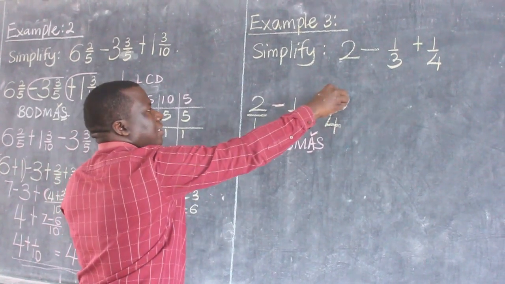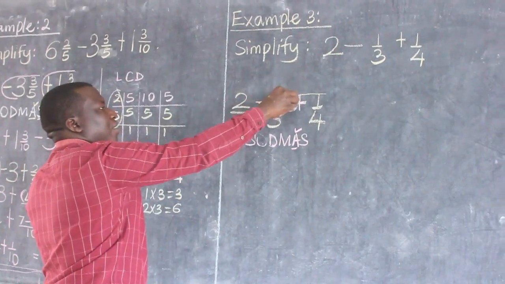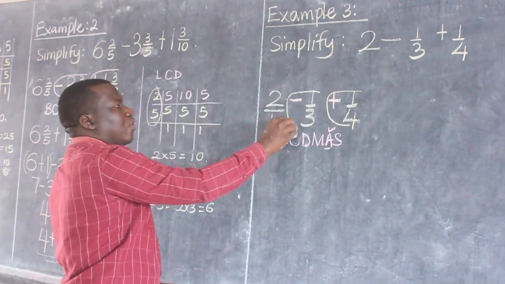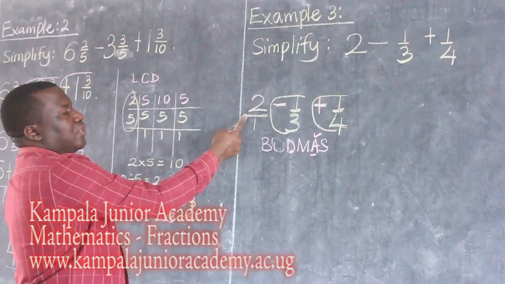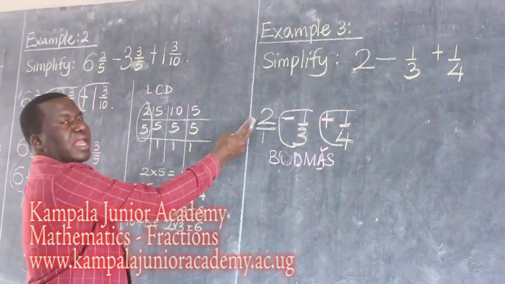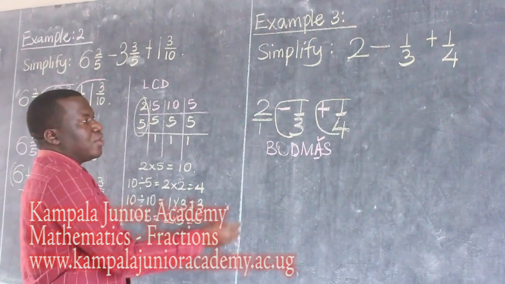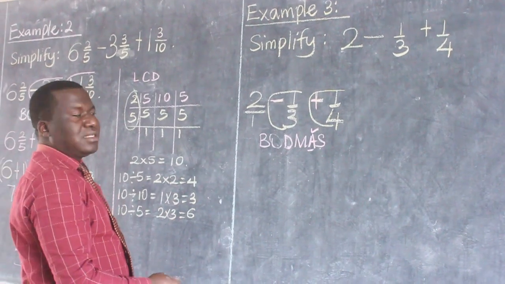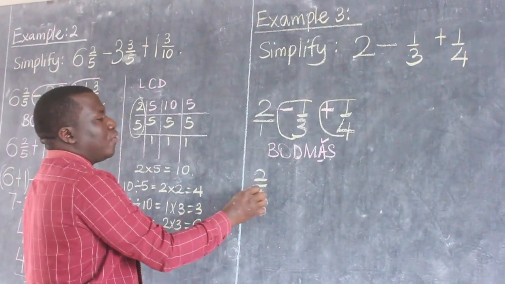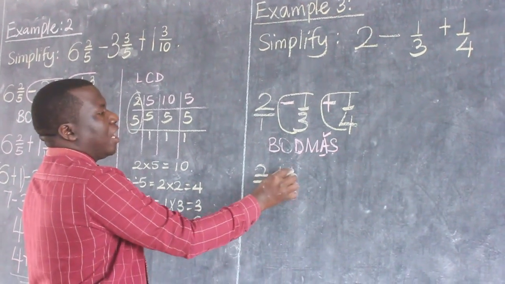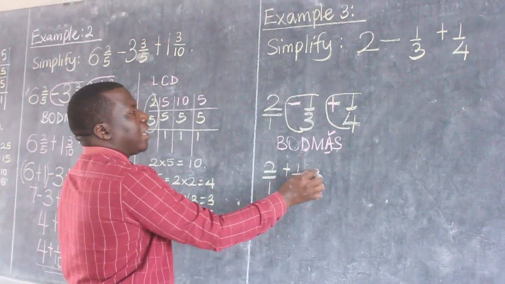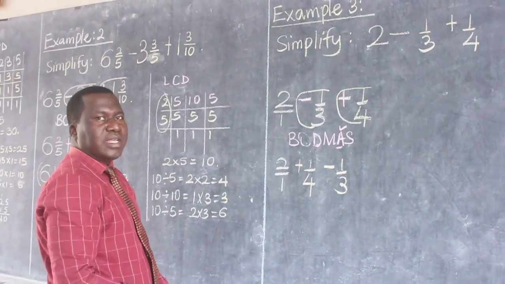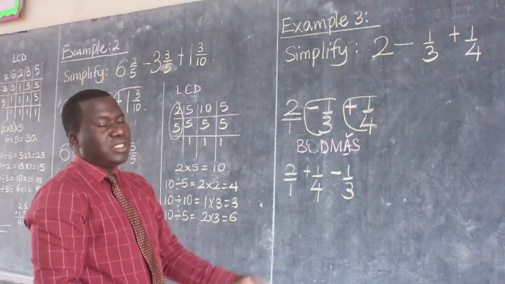So identify this fraction goes along with that sign, and this fraction goes along with that sign. So this fraction here is a positive fraction. So we shall begin with adding, then subtracting last. So we shall have 2 out of 1 plus a quarter, then minus a third. So now I think you are getting familiar with this.